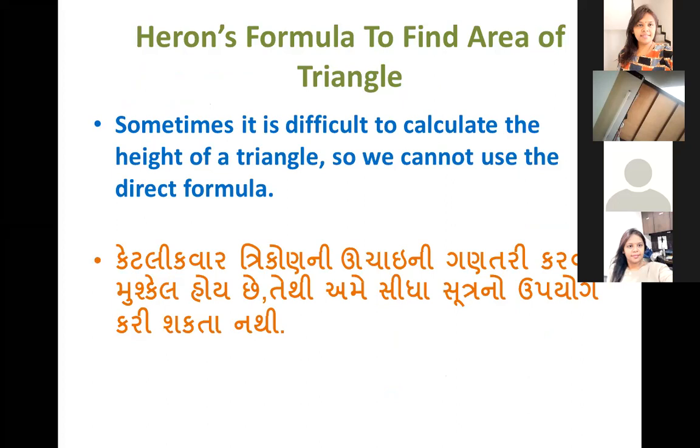We use Heron's formula when you have three different sides. They don't give you any base and height. They give you the three different sides. That time you can use Heron's formula. So Heron's formula is useful to find the area of a triangle when three different sides are given.